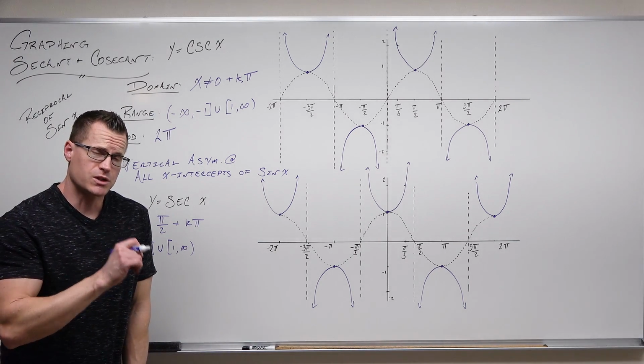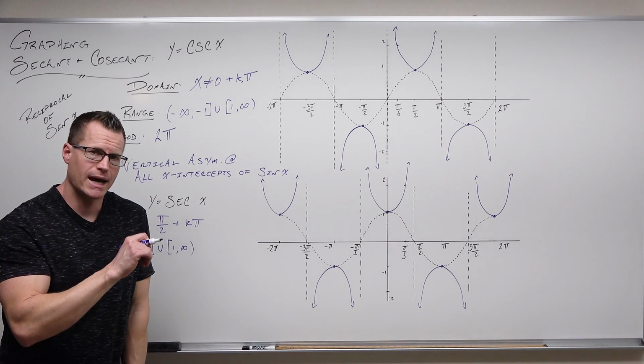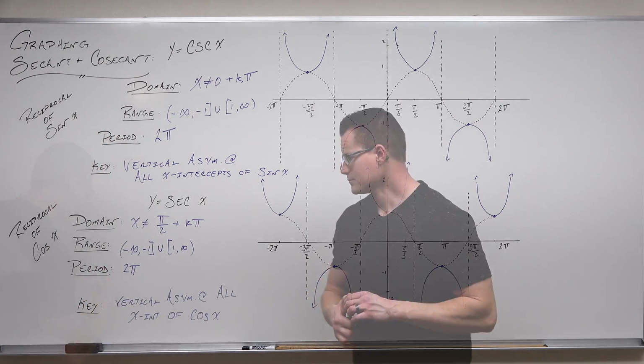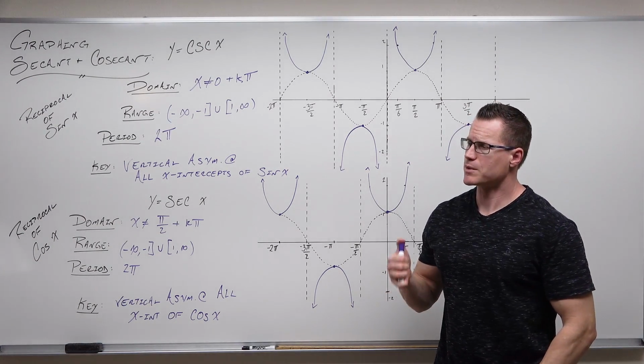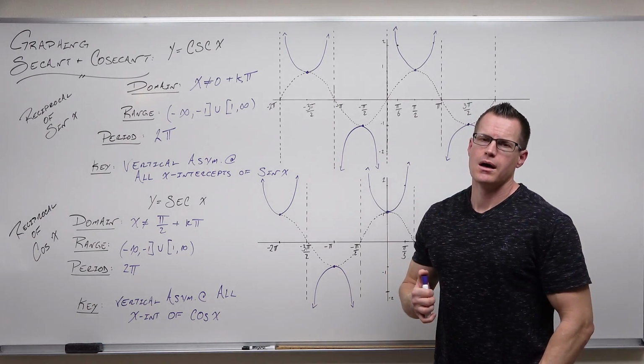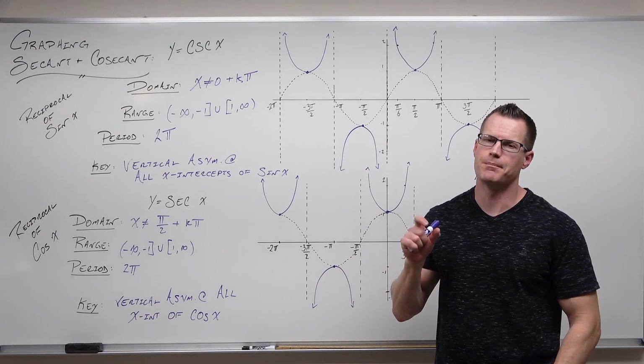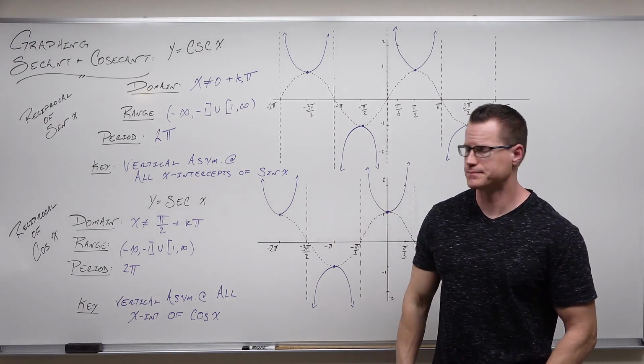What that means, because it's a reciprocal function, is that where we had x-intercepts on cosine, we're now going to have vertical asymptotes. And that's really about it. So what I'm going to show you now is just 2 examples of how we can do some transformations with cosecant x and with secant x, and I'm going to base them on sine and cosine.